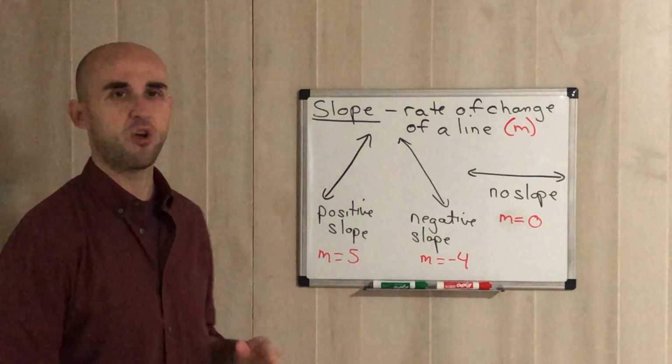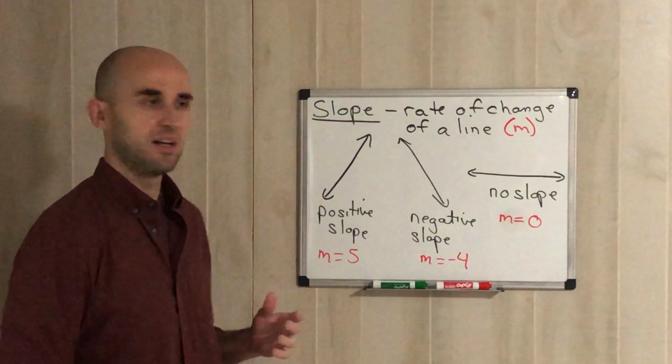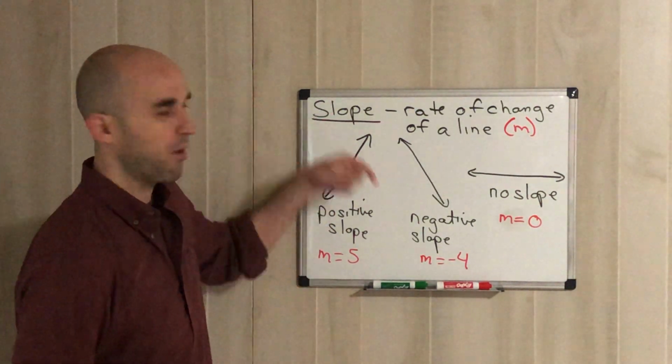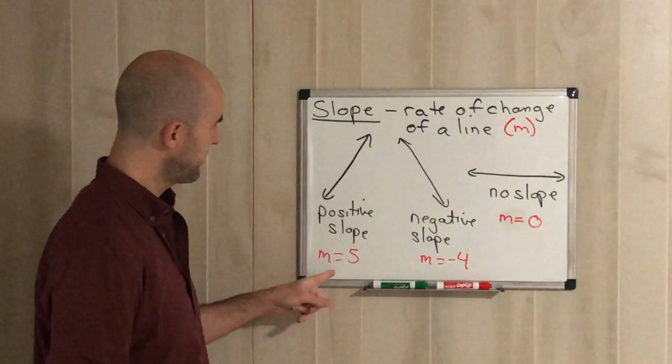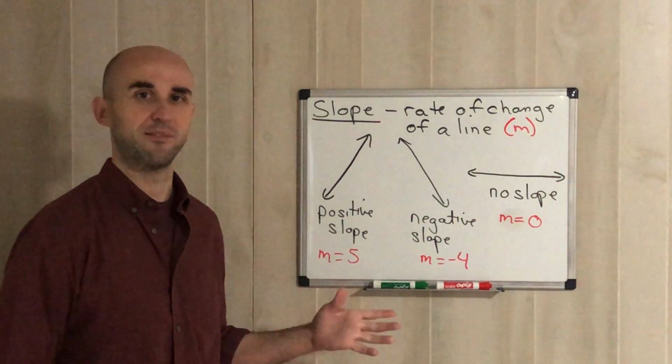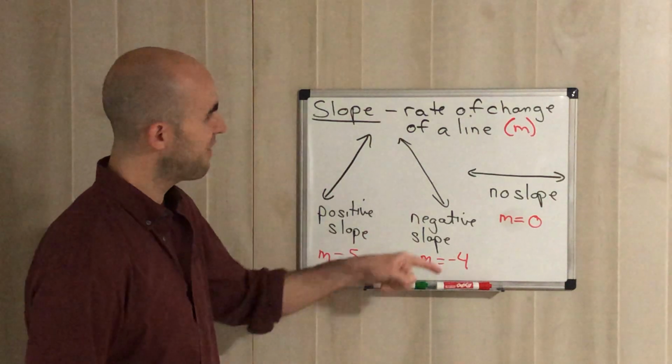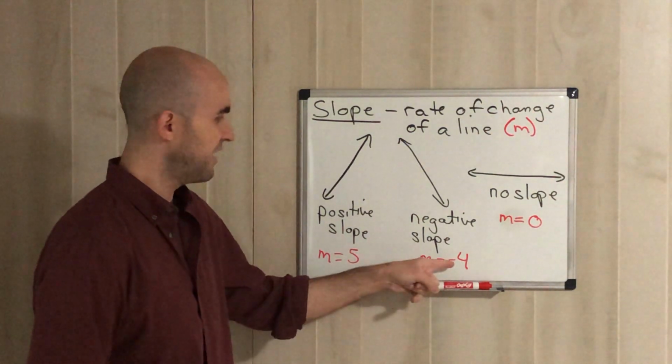So always remember, slope is just rate of change. It's whether a line is going up or whether a line is going down. If the line is going up from left to right, you would have a slope that's positive. If a line is going down from left to right, you would have a negative slope.